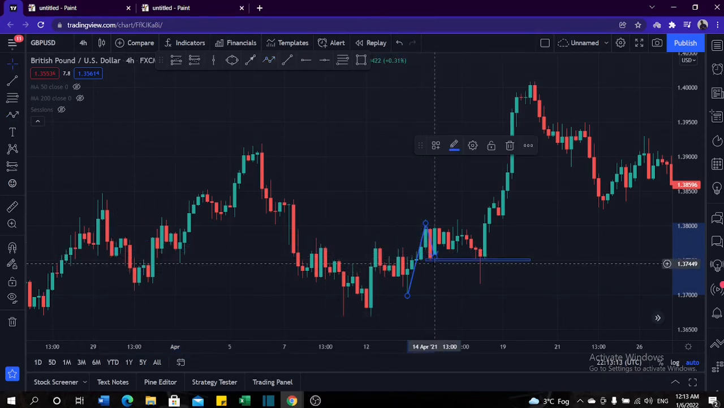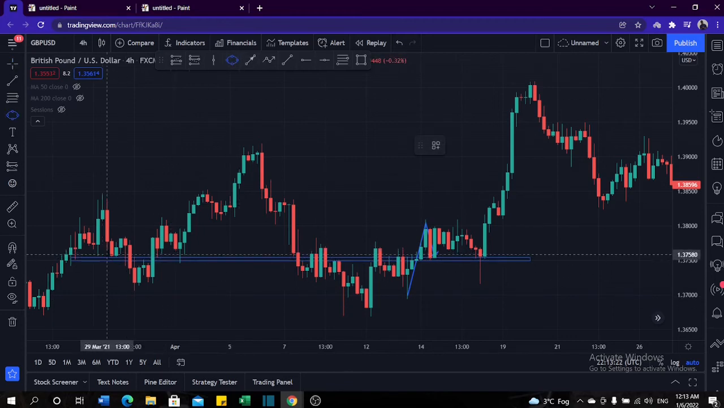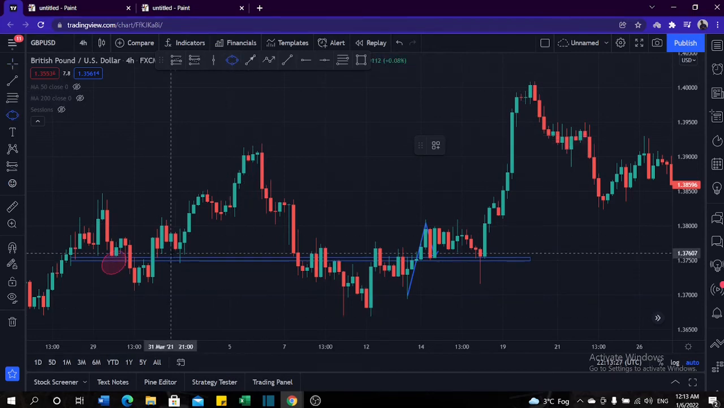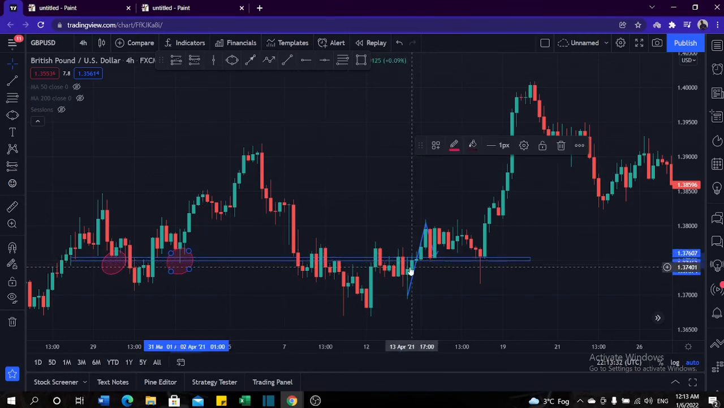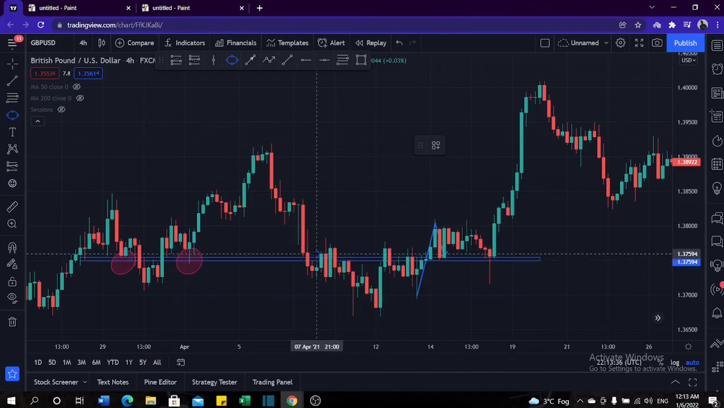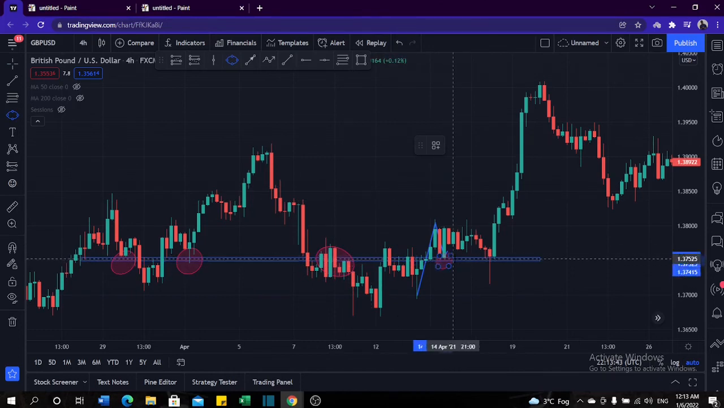To show you more clearly, let me just magnify this. It's a minor support slash resistance area because we can see here it acted as support, but then it was broken. Then here it acted as support. Here it acted as support and resistance. Now here it's acting as resistance, right?